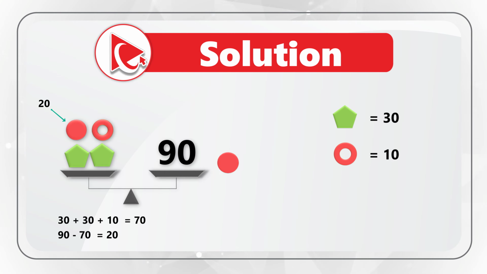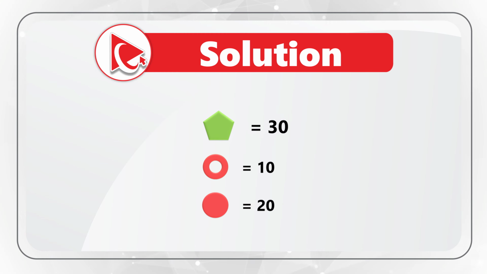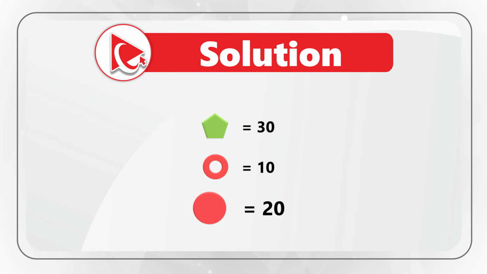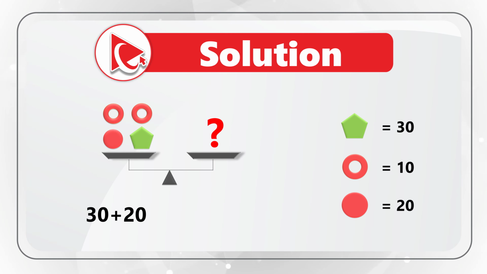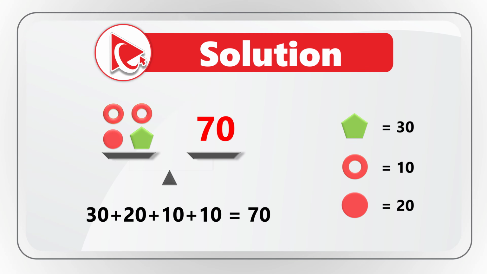Now we know the values of all the shapes. Pentagon equals 30, bagel equals 10, and then circle equals 20. And we can calculate the missing number. 30 plus 20 plus 10 plus 10 equals 70, which means the correct answer is choice C, 70.